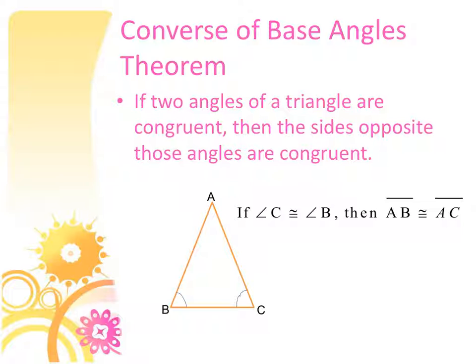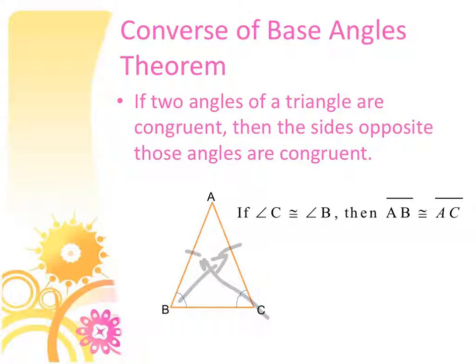Now we're going to have the converse of the base angles theorem. This says if the two angles of a triangle are congruent, then the sides opposite those angles are congruent. So they're flipping it around. Now they start with the angles being congruent, and we can state that the sides opposite them are congruent. So this side over here is opposite the B, and then C would be here, so we could say that those two sides are congruent. So that's the converse of the base angles theorem.